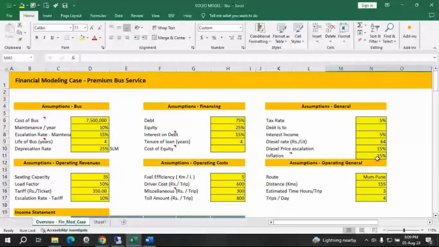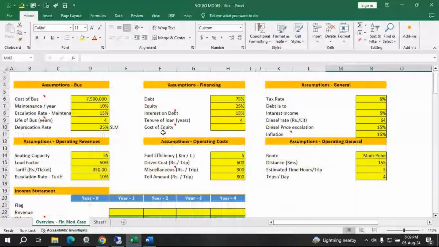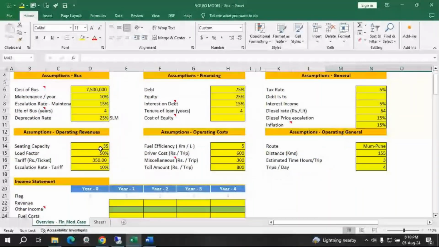Seating capacity of the bus is 35. Load factor is 50%. Tariff is 350 per ticket. Escalation rate in tariff: they are going to hike the ticket rate by 10%. Fuel efficiency is 5 kilometers per liter. Driver cost is 600. Miscellaneous cost per trip is 300 rupees. Toll amount will be 800.